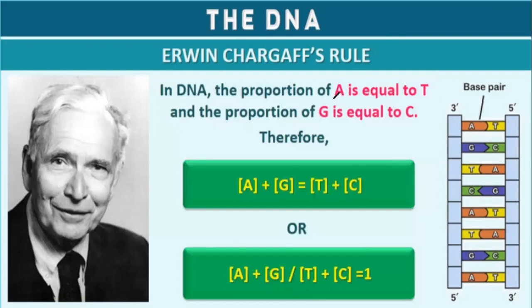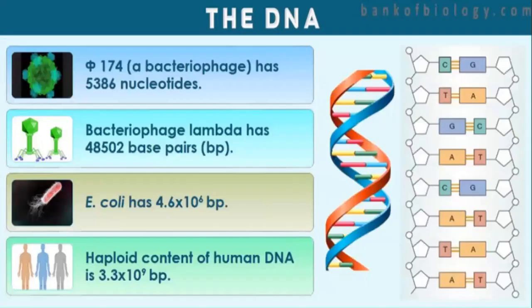In a DNA, the proportion of adenine is equal to thymine and guanine is equal to cytosine. Therefore, A plus G equals T plus C, or (A plus G) by (T plus C) is equal to 1. Okay, fine. So let's do some problems with this Erwin Chargaff's rule.